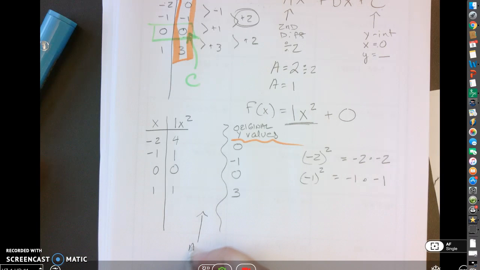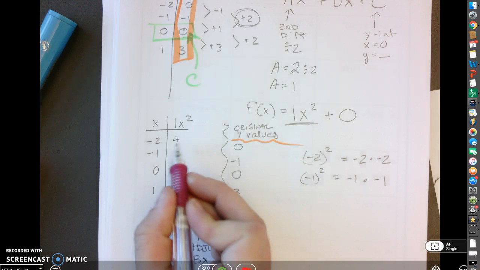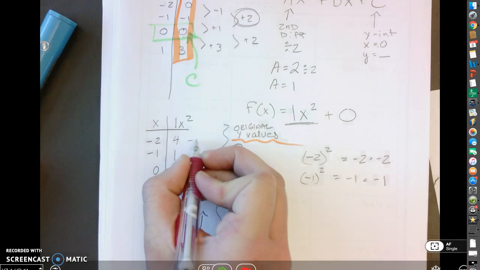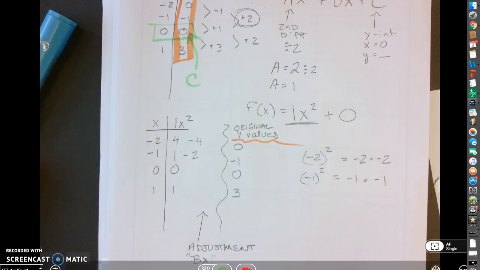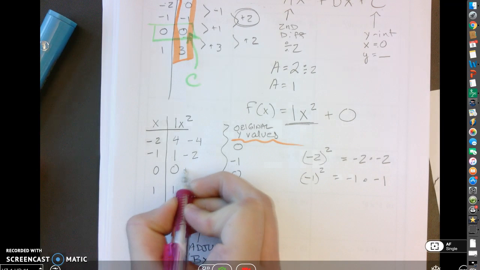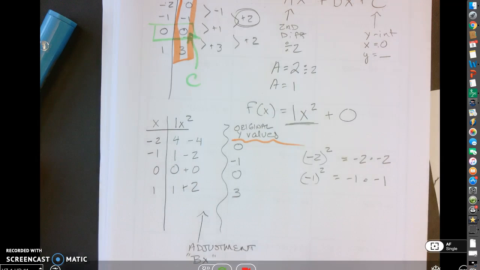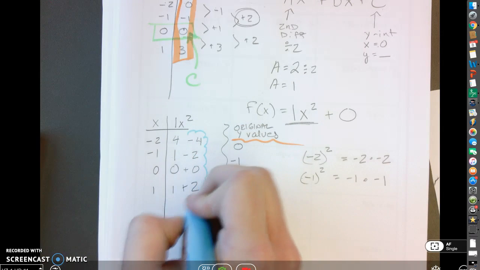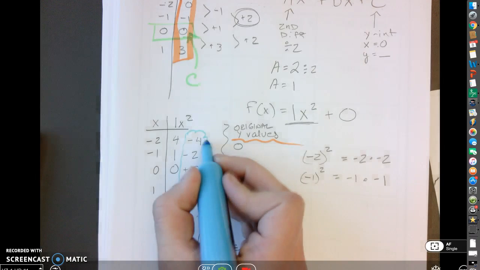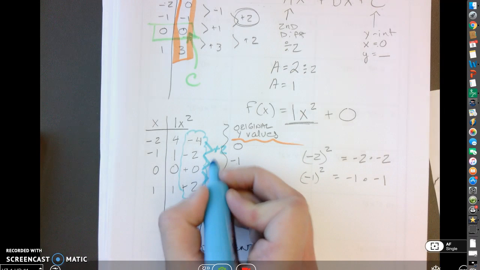So this right here is your adjustment, which is your bx term. Okay? So if I'm at 4 and I want to get to 0, I subtract 4. If I'm at 1 and I want to get to negative 1, I subtract 2. If I'm at 0 and I want to get to 0, I add or subtract 0, right? If I'm at 1 and I want to get to 3, I add 2. Okay? So these numbers are my bx term. Your b value is always the slope of this. So what was I adding every time? Oh, I was adding 2.